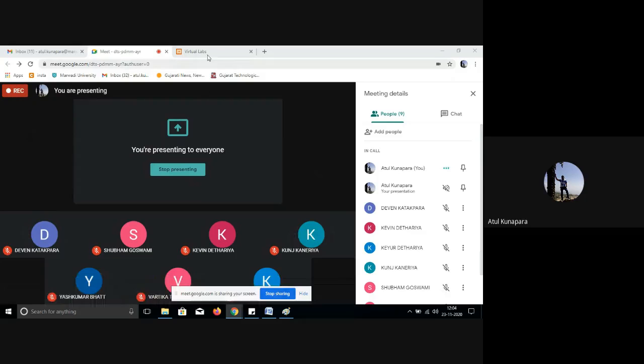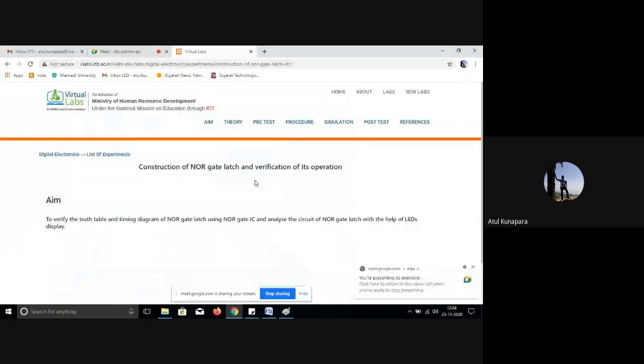The aim is here on your screen, you can see it: to verify the truth table and timing diagram for NOR gate latch using NOR gate IC, and analyze the circuit of NOR gate latch with the help of LED displays. In short, the aim of today's experiment number 9 is to understand a digital latch, a component of the sequential logic circuit, that we know as a latch. So let us move inside to discuss this part.